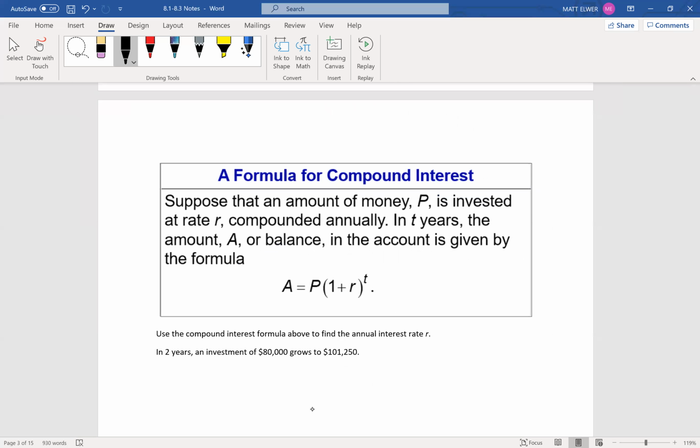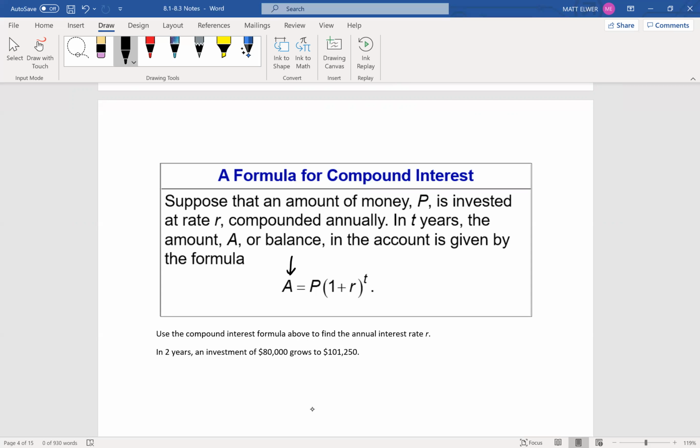So this is going to be an example of when we might want to complete the square, right? So on the next one says, we have this formula for compound interest. So it says, suppose that an amount of money P, so we just put some amount of money invested at a rate R, right? So this is just our interest rate, and it's compounded annually. So after T years, so after some amount of years, the amount in our account, or our balance, is given by this formula, right?